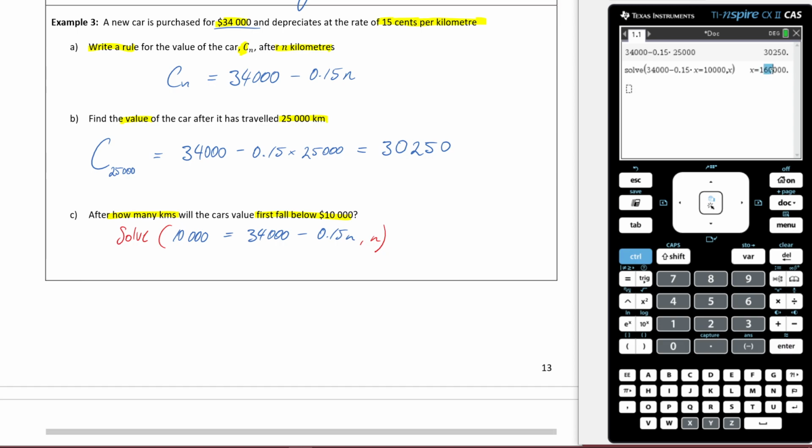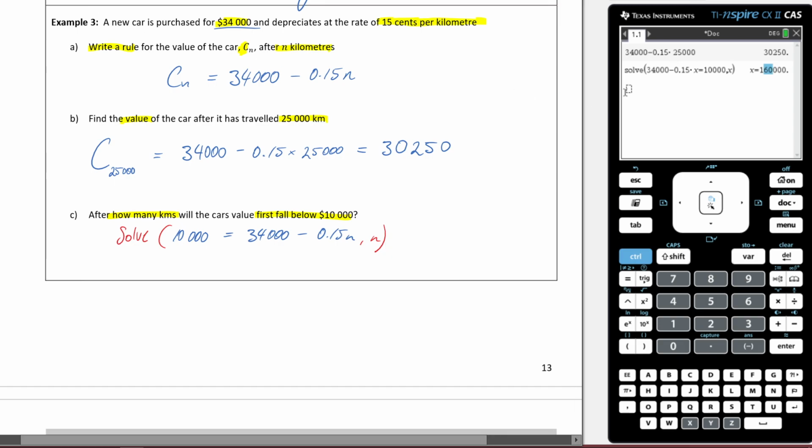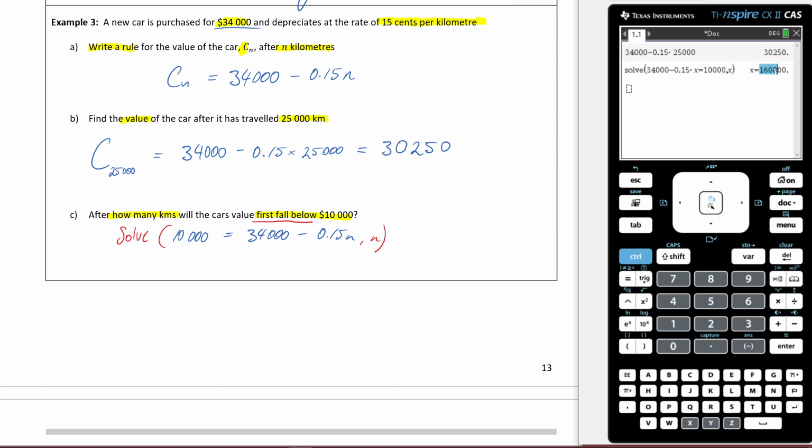Now, this is where you've got to be very, very careful, because you must read the question carefully. It says, when does it first fall below $10,000? We're saying that when it has traveled 160,000 kilometers, it's worth $10,000. Let me prove that to you.